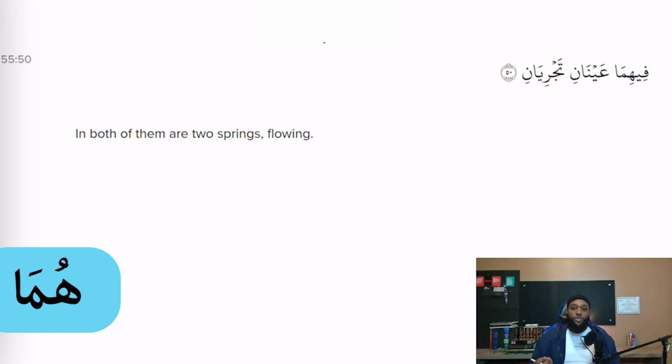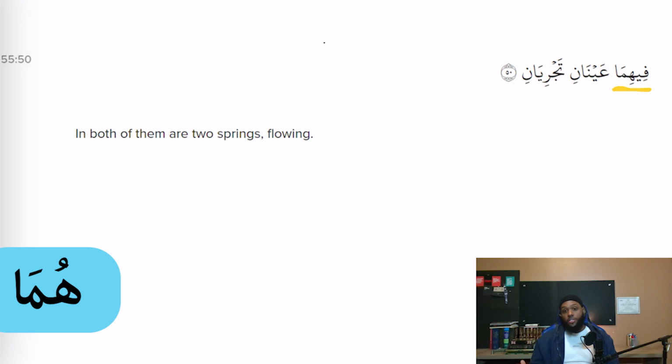We see here from Surah Ar-Rahman, فِيهِمَا عَيْنَانِ تَجْرِيَانِ, right? And we took a look at this ayah when we were discussing the dual form, right? So عَيْنَانِ, two springs, if you remember. So فِيهِمَا at the beginning, referring to the two gardens, right? وَلِمَنْ خَافَ مَقَامَ رَبِّهِ جَنَّتَانِ. For the one who fears his Lord is two gardens, right? Fihima, in them both. So we see how it changes here when it's attached to this particular harf.